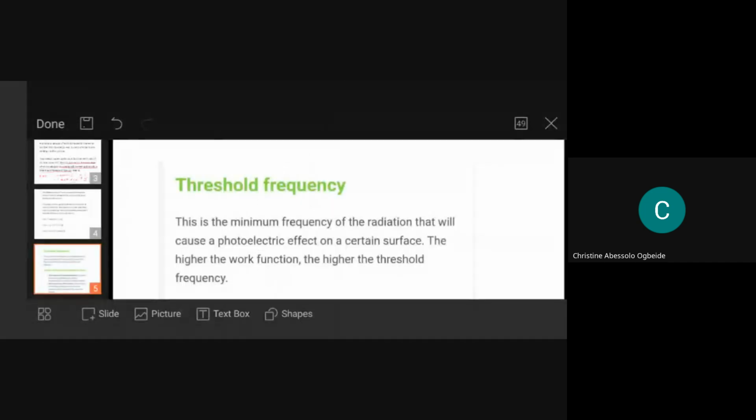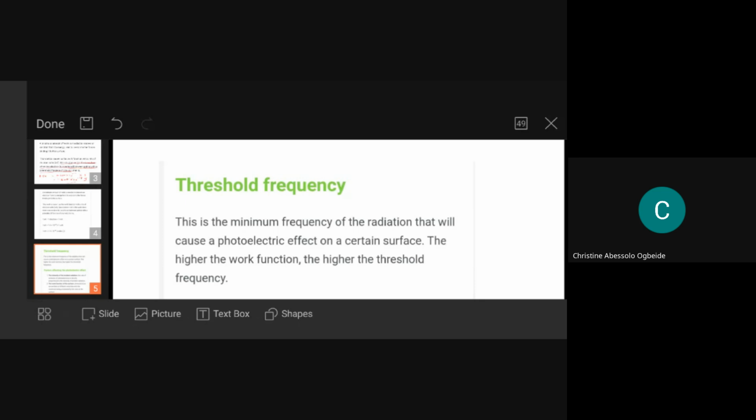Now, before the electron is emitted, before those electrons are ejected or removed from the surface of the metal, there is usually a minimum required frequency for those electrons to be ejected. So if the light that is incident on that metal surface doesn't beat this frequency, then there will be no ejection of what? Electron. And that frequency is known as threshold frequency.